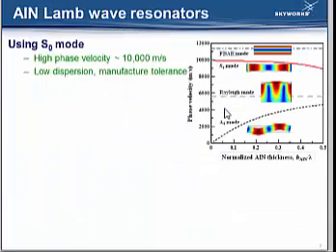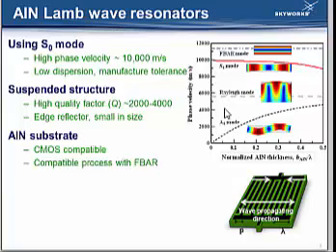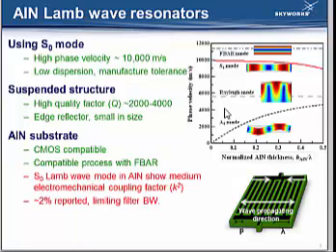achieve high frequency. This figure shows the phase velocity of the AlN mode, which is close to 10,000 meters per second. And it has a weak dispersion, allowing for manufacturing tolerance. In addition, the suspended structure reduces the energy leakage and enables high Q. The free edge reflectors enable a small size compared to using grating reflectors. The piezoelectric material is sputtered C-axis oriented aluminum nitride, which is CMOS compatible, and it can enjoy the mature fabrication experience of FBAR directly.